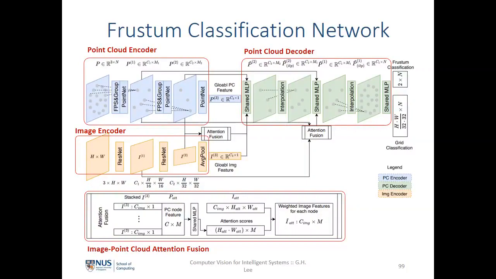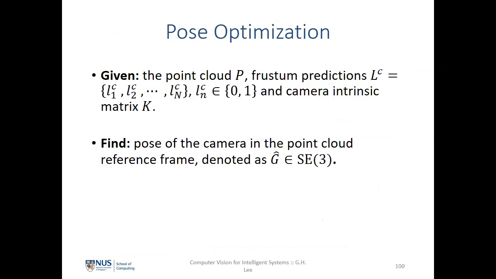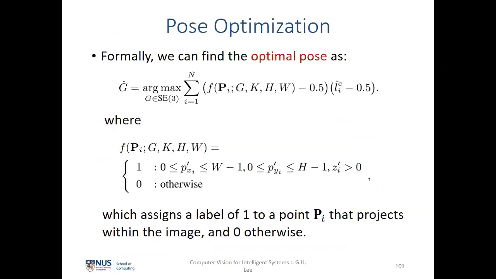Then we put it inside a decoder, which is simply a binary classification, 1 or 0. Once we know this 1 or 0 label, given the point cloud, we design an optimization algorithm to find the pose. So this would be the cost function for the optimal pose. There are 2 terms to it.